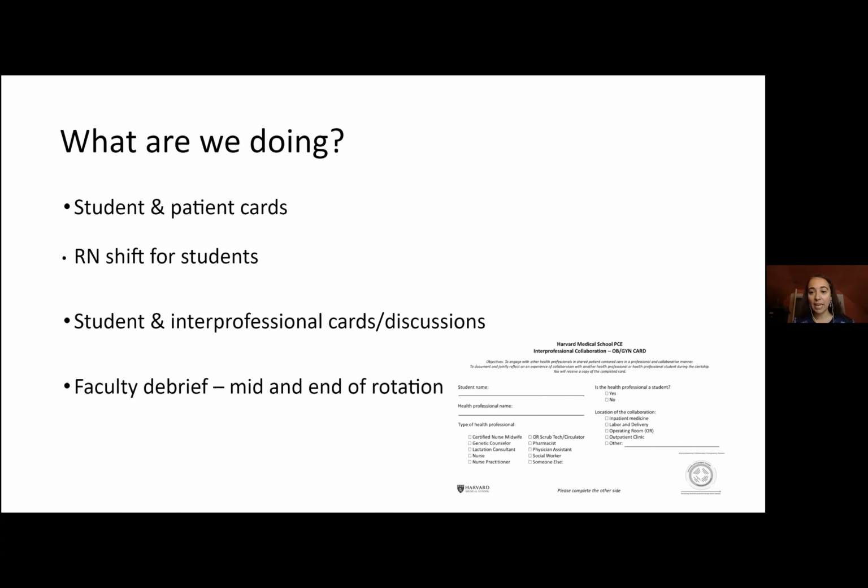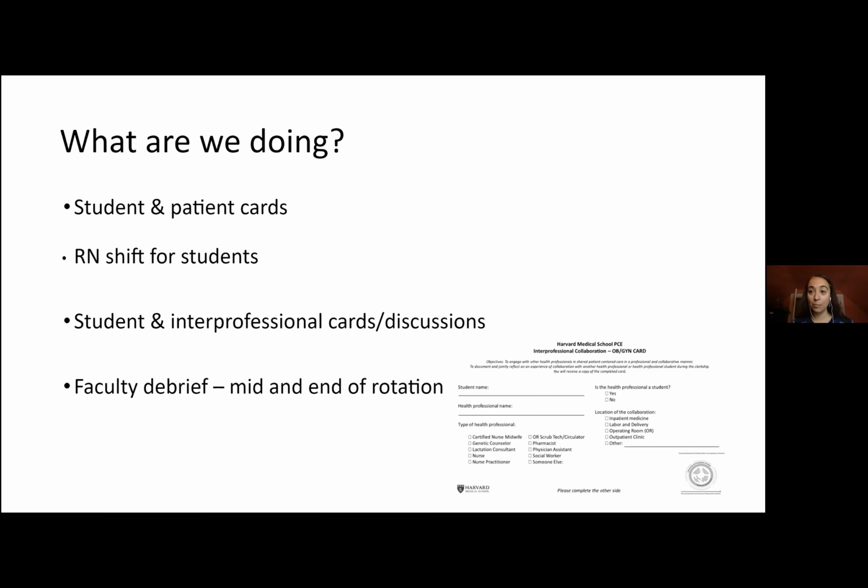And I put the card down here on the bottom right, showing the different types of providers in OB-GYN that our students might encounter. On the back of that card, the students actually write down a couple of points about how that encounter was with the professional and what they learned. And the professional actually does the same on the back of the card.